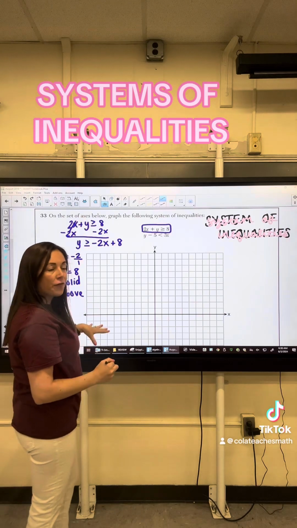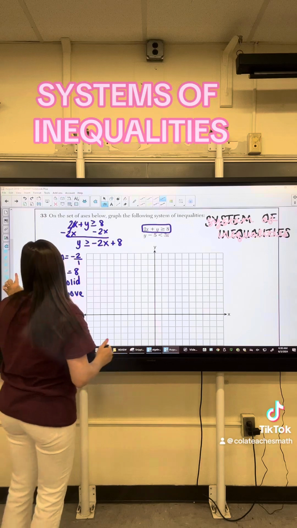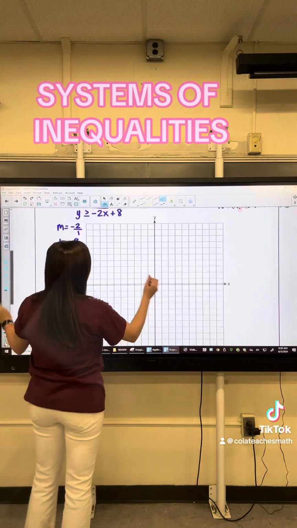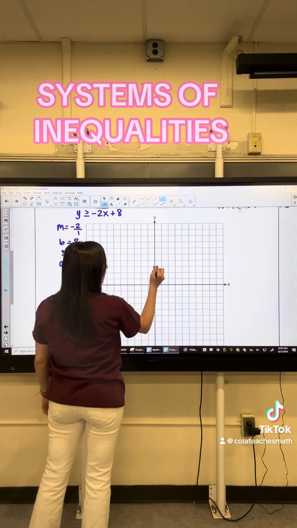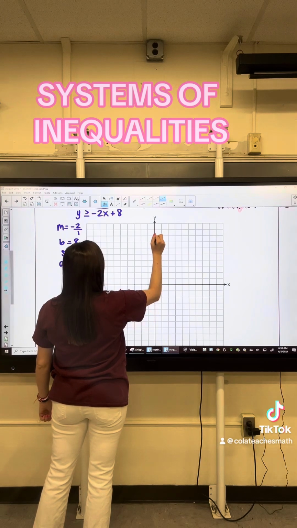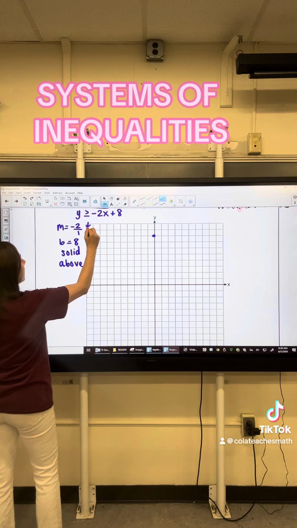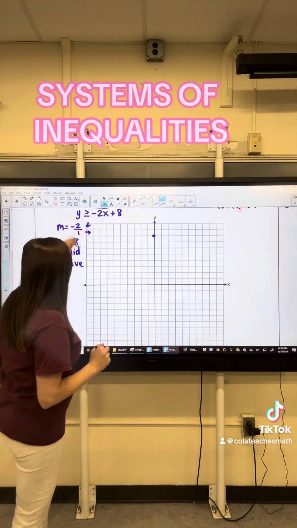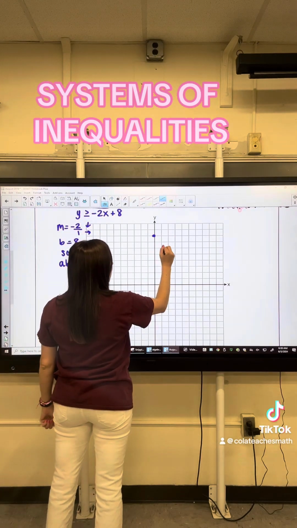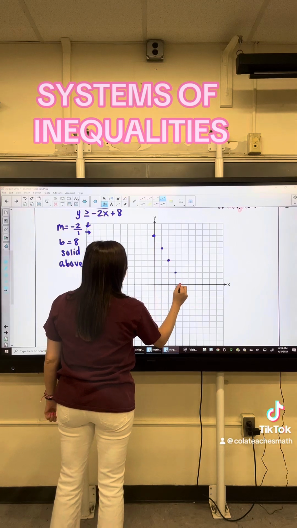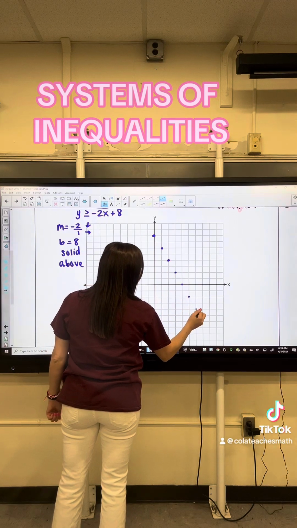Graph all of this first before you even touch the other line. So let's go up to 8. B for begin. 1, 2, 3, 4, 5, 6, 7, 8. And now the slope is negative 2 over 1. So we're going to go down and right. If that helps you, draw those arrows in. So we're going to go down 2, right 1. And I would suggest you do that, guys, until it no longer fits on your page.